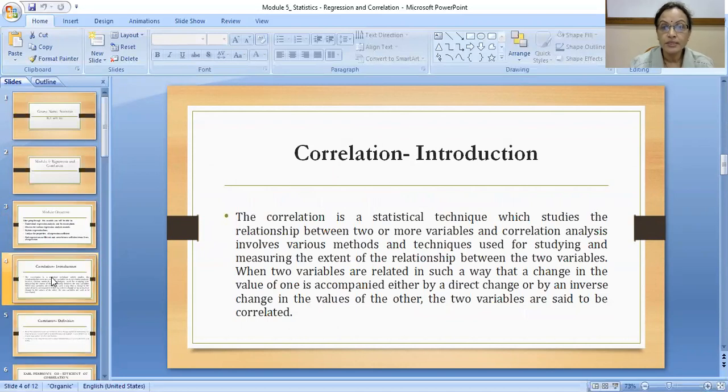Correlation. Correlation is a statistical technique which studies the relationship between two or more variables, and correlation analysis involves various methods and techniques used for studying and measuring the extent of the relationship between the two variables. When two variables are related in such a way that a change in the value of one is accompanied either by a direct change or by an inverse change in the values of the other, the two variables are said to be correlated.